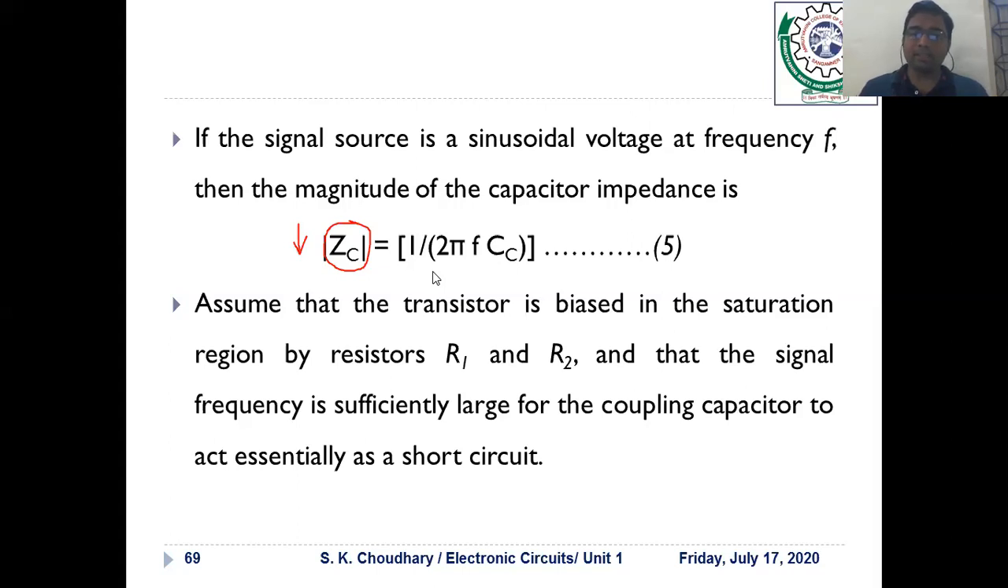For all this analysis, we first assume that our transistor is biased in the saturation region with the help of the biasing resistors R1 and R2, and that the signal frequency F is sufficiently large so that the coupling capacitor acts as a short circuit for the AC signal. These are the assumptions or conditions required to implement this amplifier circuit.